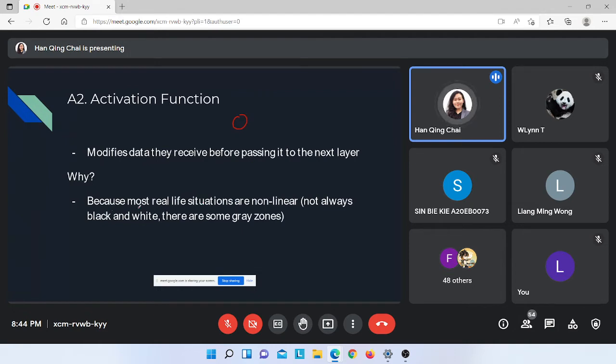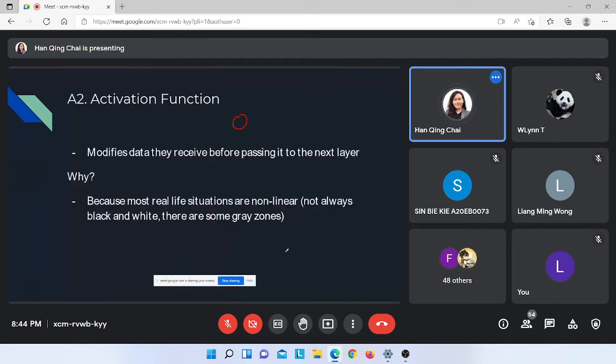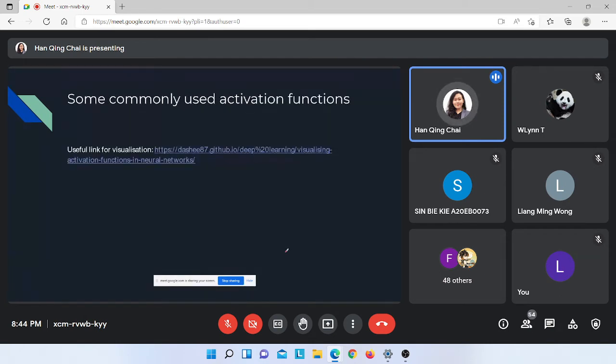Like the one I discussed just now, real life situations are not linear, not always black and white. There will be different colors in between, and there are some gray zones between black and white. So that's the main reason we need this activation function, to act as a gatekeeper for what passes through to the next layer. If you want to know more about commonly used activation functions, you can go to the website link in the Google Slides that I sent you earlier.